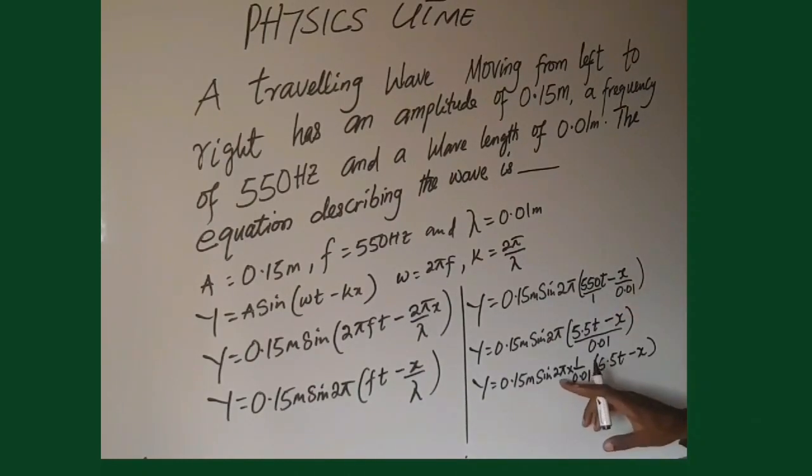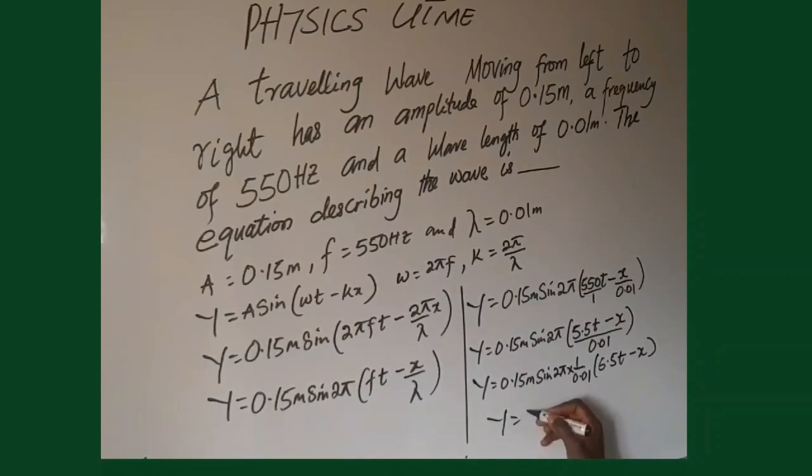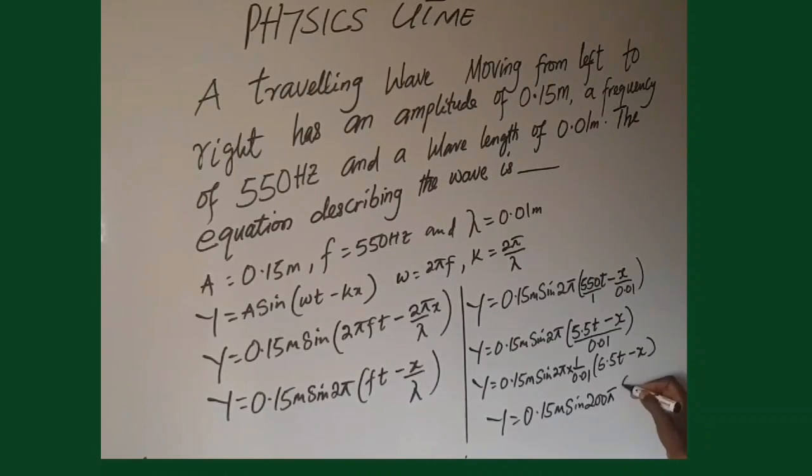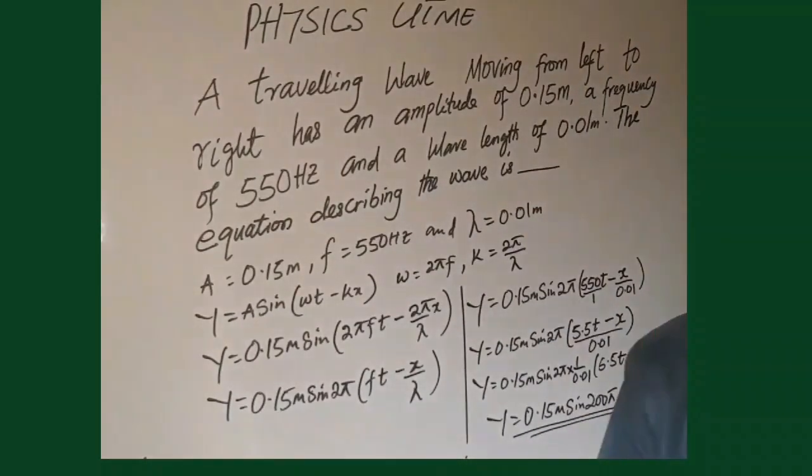All right, so 2 divided by 0.01, you have 200. So we have y will be equal to 0.15 meter, then sine 200 pi open bracket, 5.5 t minus x, close the bracket. This is the equation of this very particular wave.